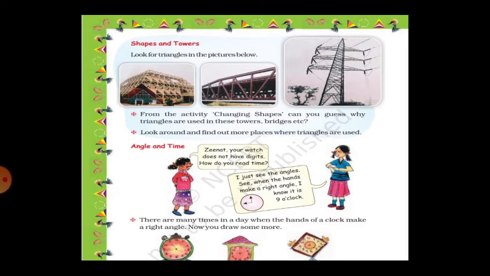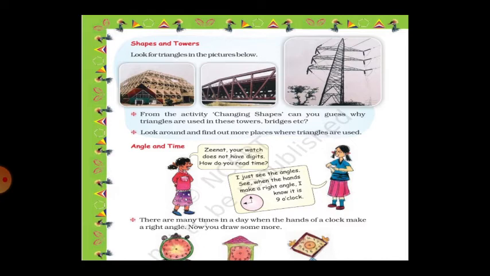Angles and time. Zenith, your watch does not have digits. How do you read time? I just see the angle. See, when the hands make a right angle, I know it is 9 o'clock. 9 o'clock means it will be exactly a right angle. Like that, 3 o'clock also. So like that you have to think. The clock is the best example for angles.